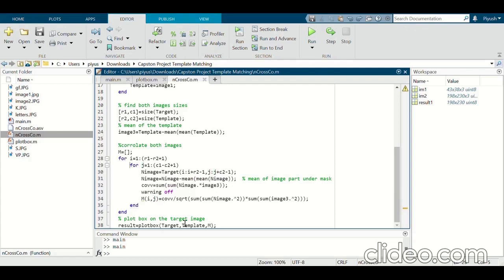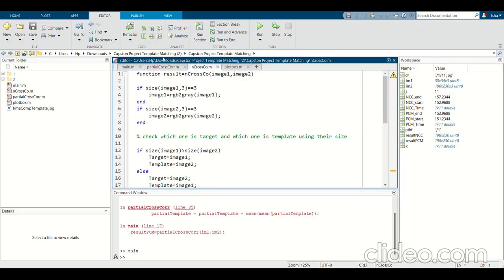Now, for highlighting the particular area or shape in the template image that I have matched in my target image, I have made another function, plot box, and that function makes a square around the matched part of that target image.